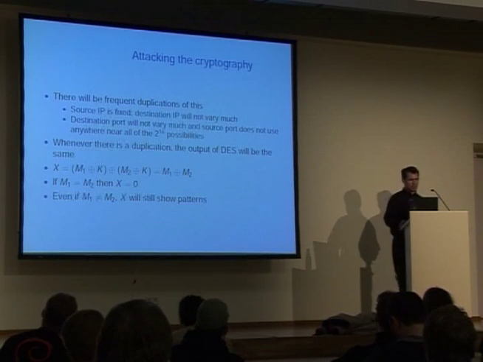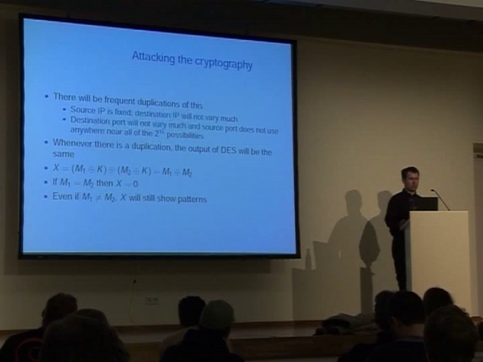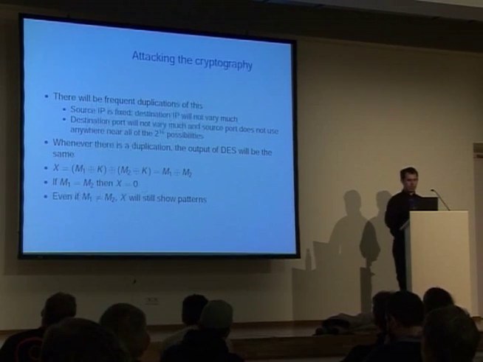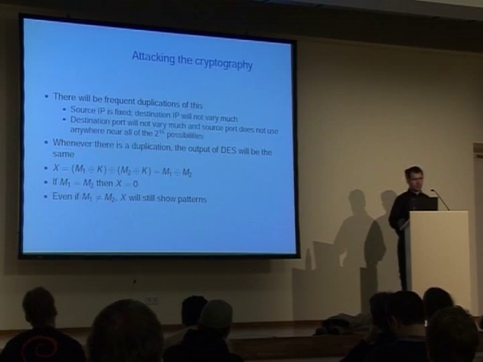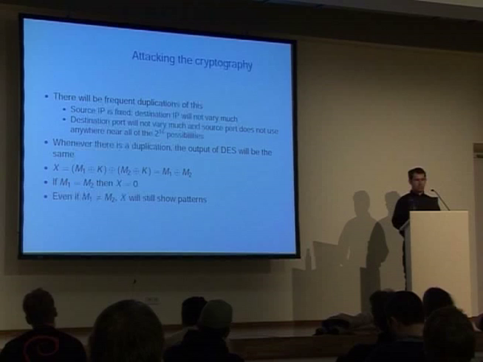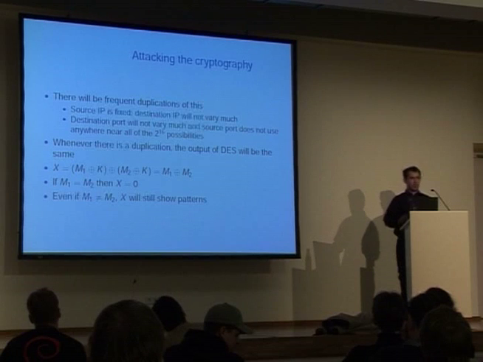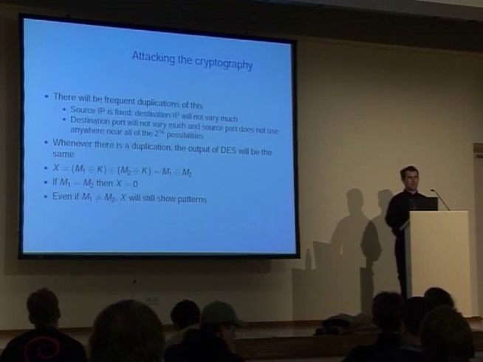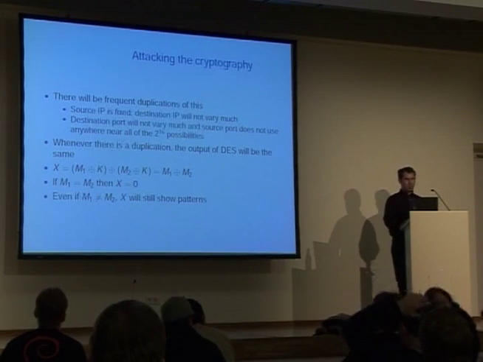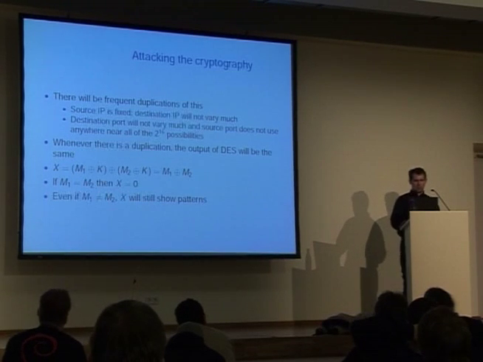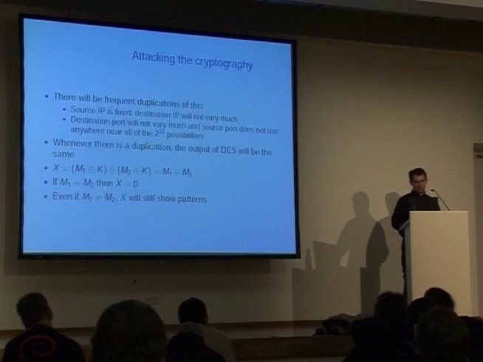In order to understand why this is a weakness, I'll give you a very brief background of XOR. If you take a number and XOR it with itself, you get 0. And all that means is if you take a message and encrypt it with a key, take another message and encrypt it with the same key, and then XOR those two, the result will be the two messages XORed with each other. And if both of these messages are the same, the result is going to be 0.